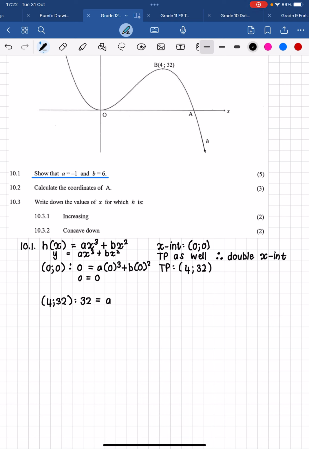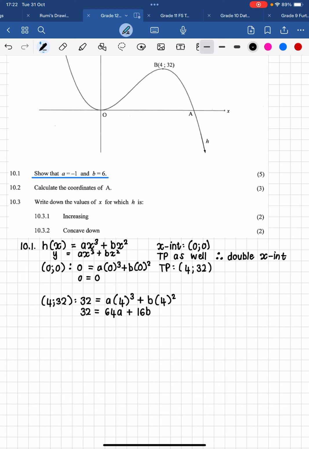And that is equal to a times 4 squared, right? The x value is 4. Sorry, it's cubed actually, not squared. X cubed plus b times 4 squared. All right. So now we are going to just simplify this. We have 32 equal to 4 cubed is 64, if I'm not mistaken. So 64a plus 16b. Right, we can simplify that a little bit. But guys, bottom line, we still have an a and a b. We actually haven't managed to solve either of these variables.